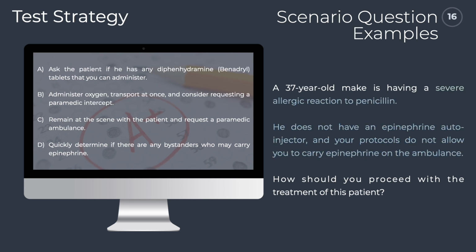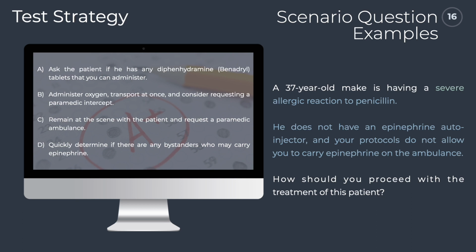Okay, remember that not all keys will be present in any particular question. This is an example where only 2 types of keys are present. We have the keyword of severe, which lets us know that this is not just an allergic reaction, but that the patient is in anaphylaxis and that this is life-threatening. What is important in this question is that you immediately identify that the patient requires epinephrine.